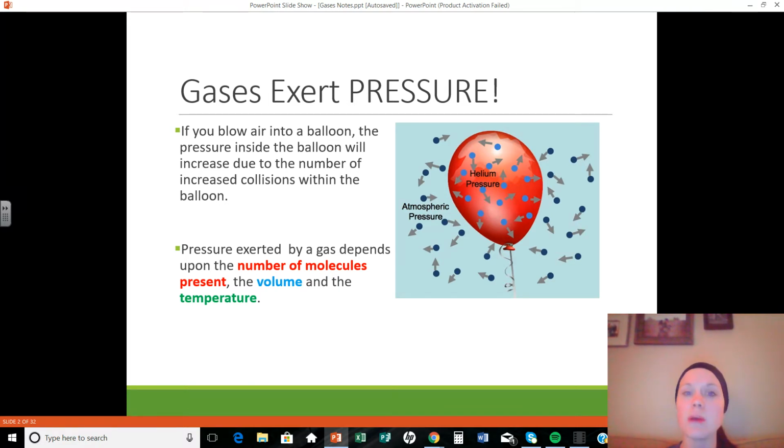Okay, there are a couple other variables that affect the magnitude of pressure that a gas exerts, and those are the number of molecules. So if you increase the number of molecules in a container, you're going to increase pressure. The volume of the container, so how large or how small the container is, and then the temperature of the gas. Because if you increase temperature of a gas, the particles are going to increase in energy, and then they'll also increase the number of collisions, increasing the pressure in the container. Okay?